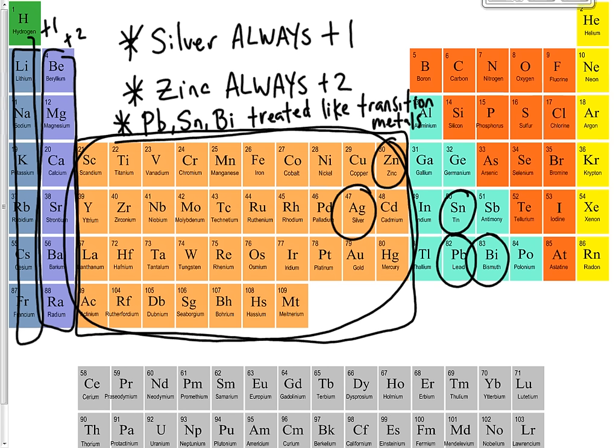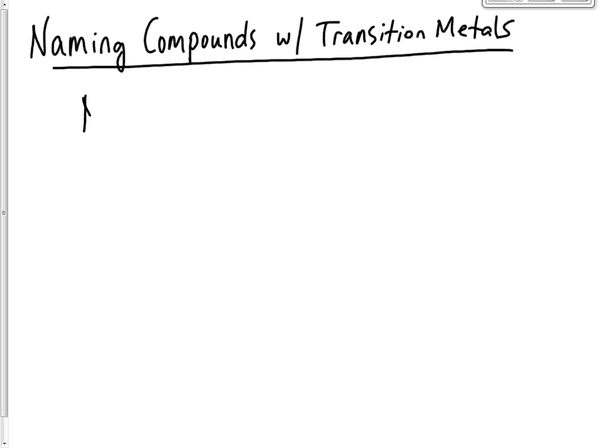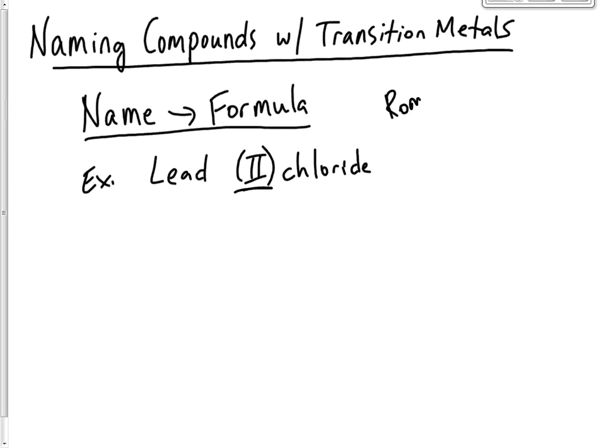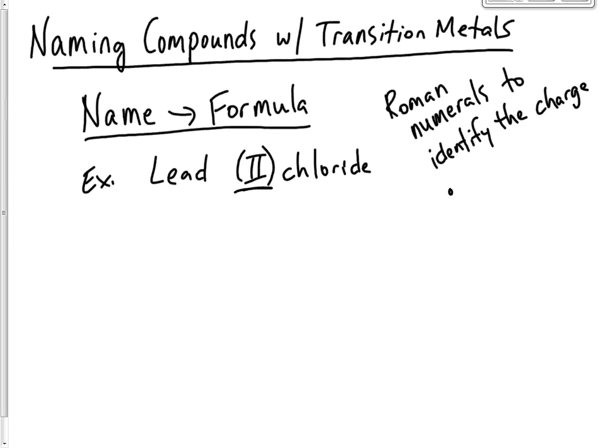Okay, so if we go back to just the notes, if we're going from name to formula, the example we're going to work with is lead 2 chloride. Now you may be wondering why we have these Roman numerals here. Roman numerals are there so we identify the charge of the metal. Because lead can make more than one charge, we have to identify which one we're using.